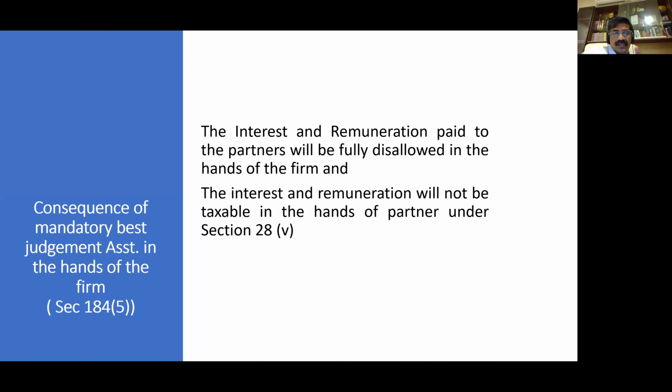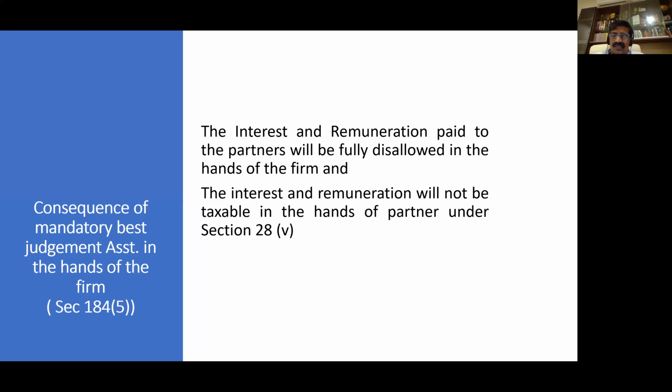Now, let us see the left-hand side of the slide: consequences of mandatory best judgment assessment. In case 144 failure results in best judgment assessment, that is failure to comply with 139, 142(1), 143(2) and 142A, then the AO in those circumstances can disallow interest and remuneration even if 184 conditions are satisfied. That is 184(5). So what is 184(5) saying? Notwithstanding the foregoing provisions of this section, if there is a mandatory best judgment assessment, interest and remuneration can be disallowed. So there are two circumstances, one is that best judgment assessment is done or that 184 is not complied with, and both have the same consequences. The firm will not get a deduction for interest and remuneration.